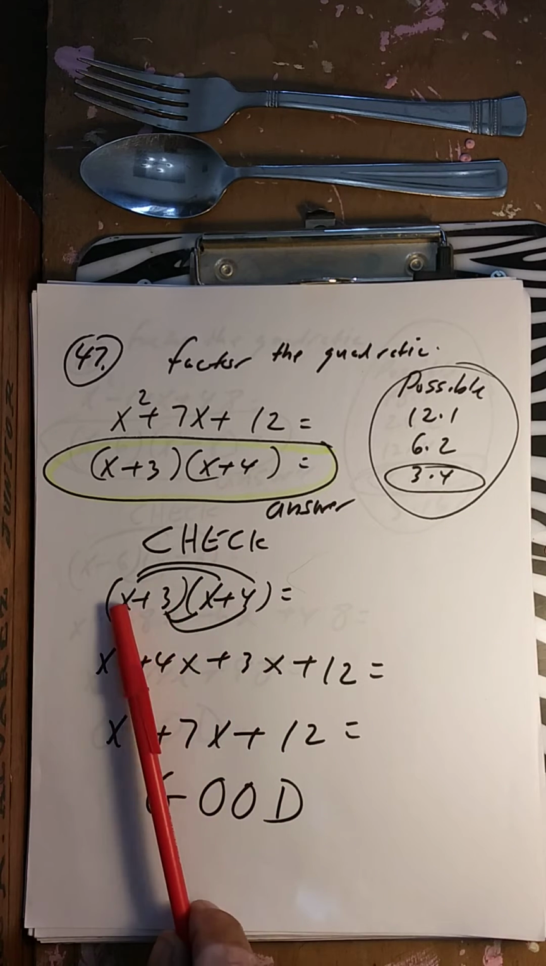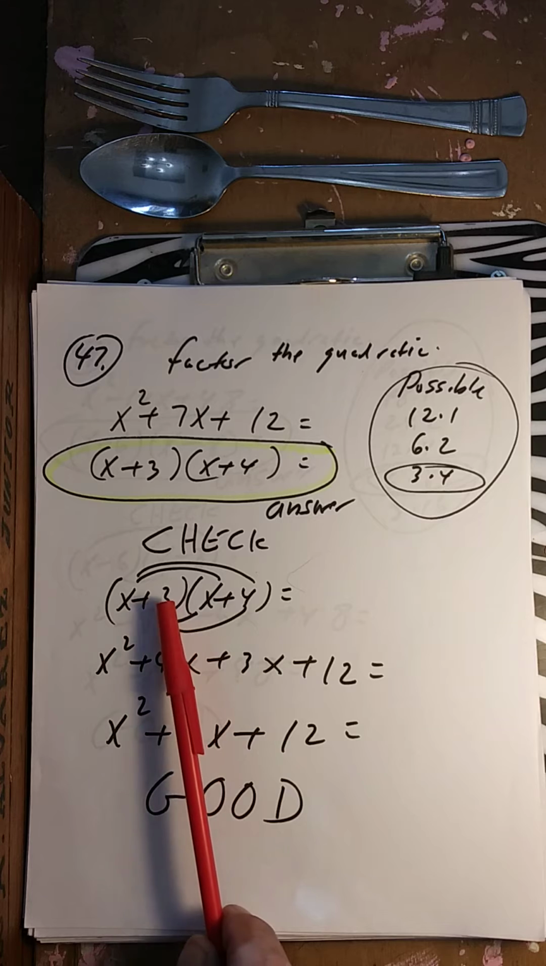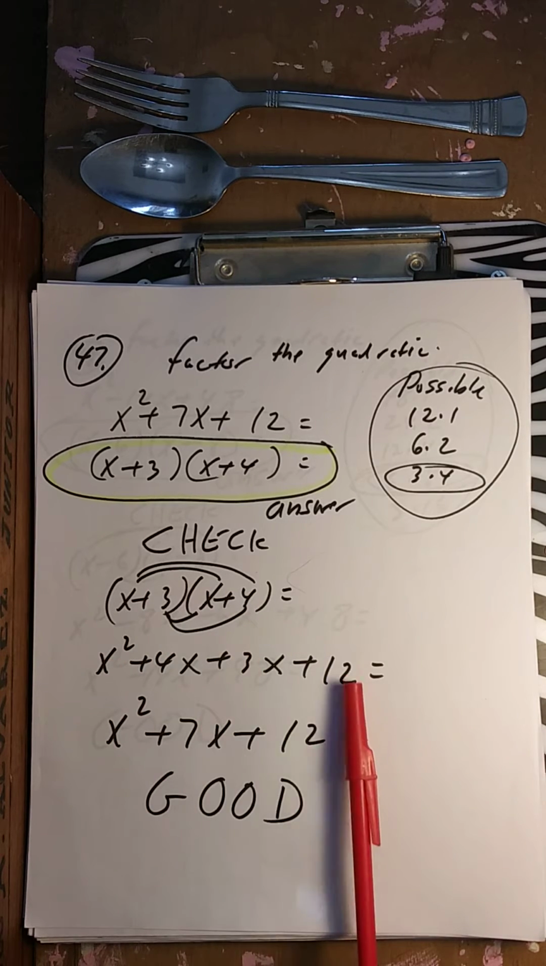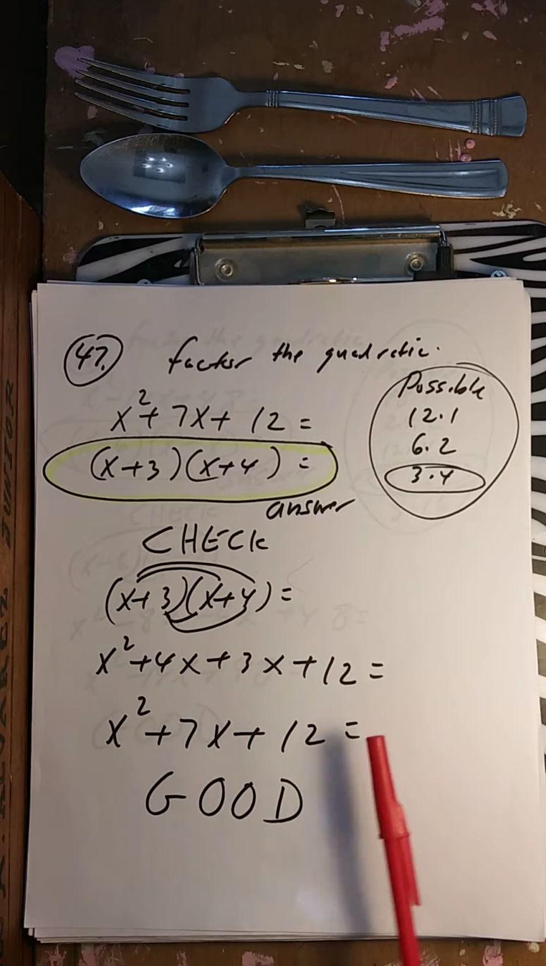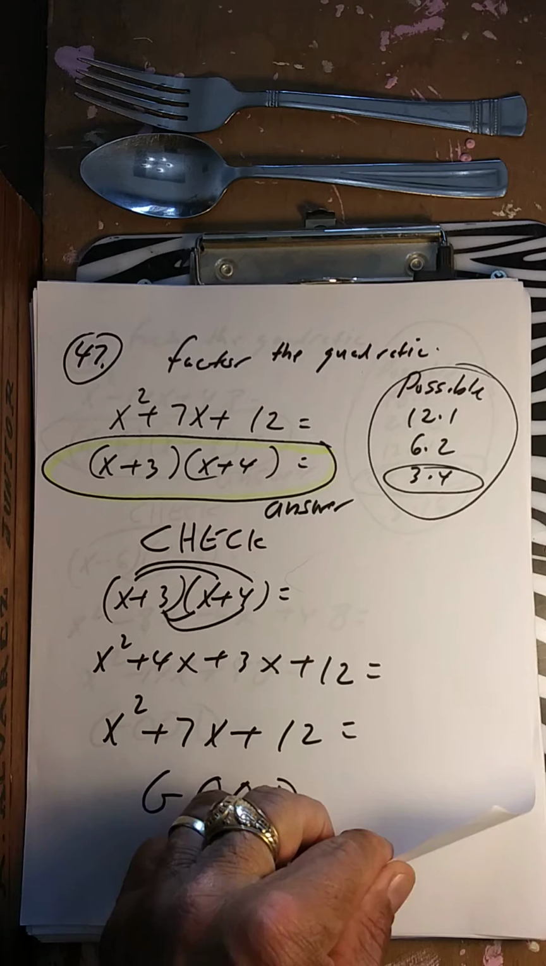Check. X times x is x squared. X times that is 4x. 3 times that is 3x. 3 times 4 is 12. So x squared plus 7x plus 12. Is that right? X squared plus 7x plus 12. Does that match? Yes. So that's the correct way to factor it.